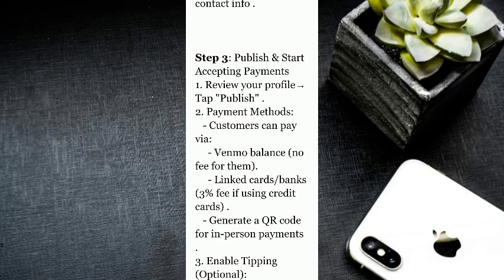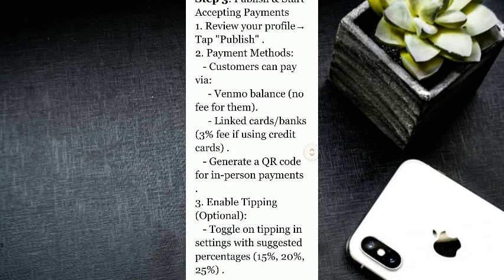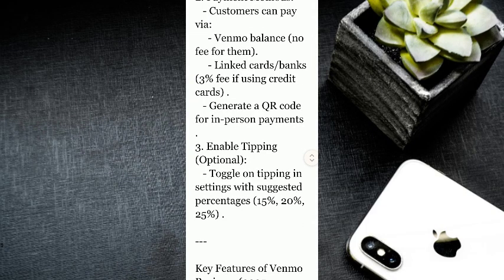How you do this is by tapping on publish. Then you see the payment method, so customers can pay. You can use Venmo balance. There's no fee for the customers. You can use linked cards or banks where you get a 3% fee if they're using credit cards. You can also generate a QR code for in-person payments.